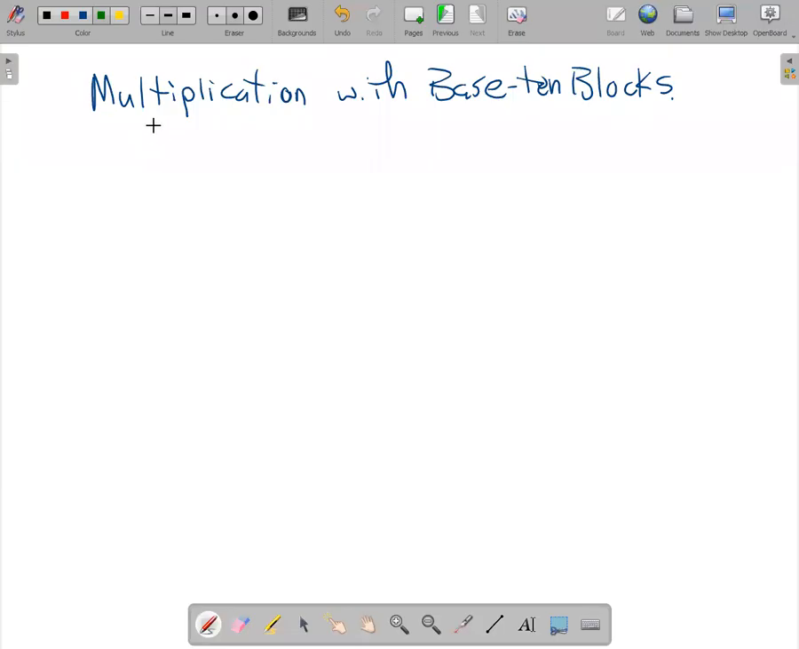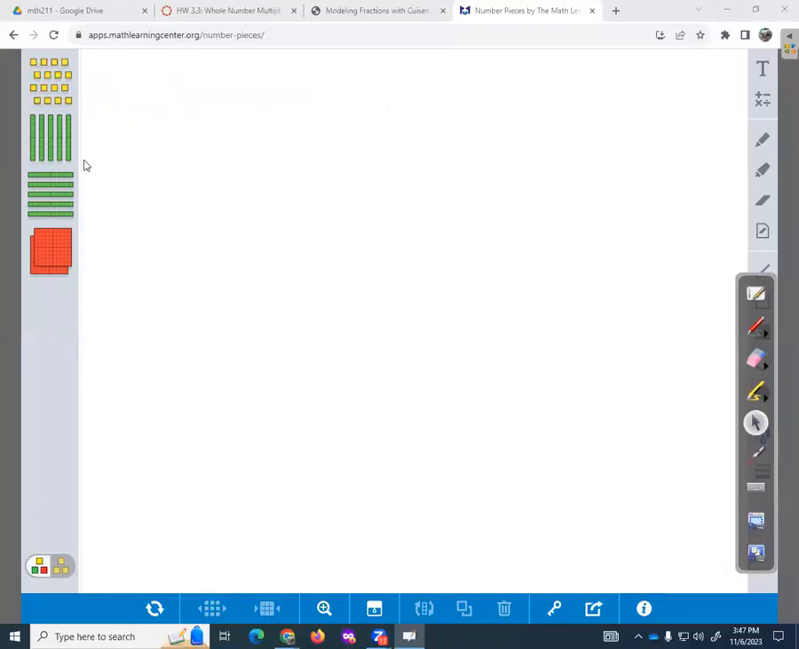So let's try showing 3 groups of 12 with the base 10 blocks. So again, the standard interpretation of this right here would be 3 groups of 12. Grab my virtual base 10 blocks and make 1 group of 12. Another group of 12. And another group of 12.